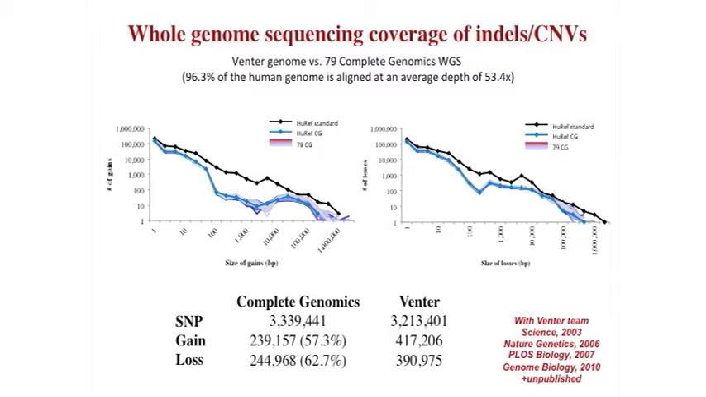This is just a plot showing 79 genomes from actually parents of ASD kids, and comparing that to the size distribution recovered compared to the Venter genome annotation. It's just a point to say, even though we're generating a whole genome sequence, it doesn't mean we have all the variants yet to do the association testing, but that will come with time.